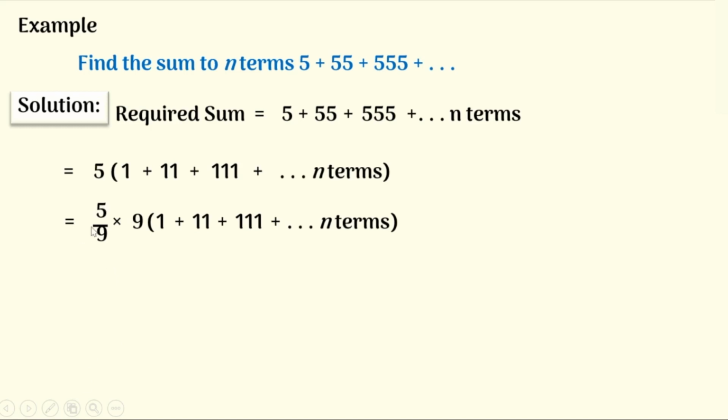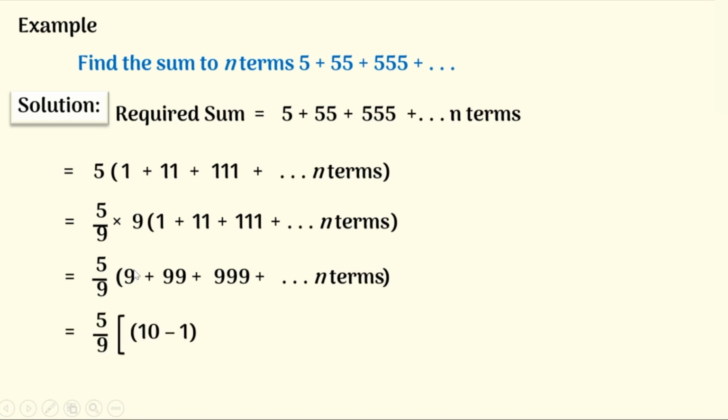So as you can see, 5 by 9, and now this 9 gets inside the bracket. Each term will be 9 plus 99 plus 999 up to n terms. Now this first 9 can be written as 10 minus 1. The second, 99, can be written as 100 minus 1, then 1000 minus 1, and so on.